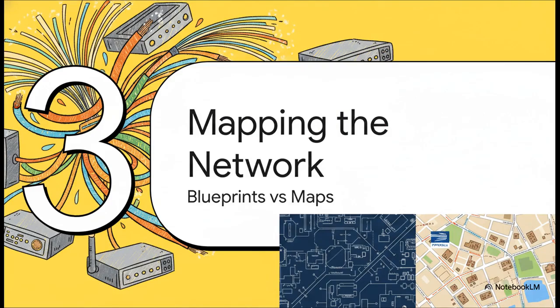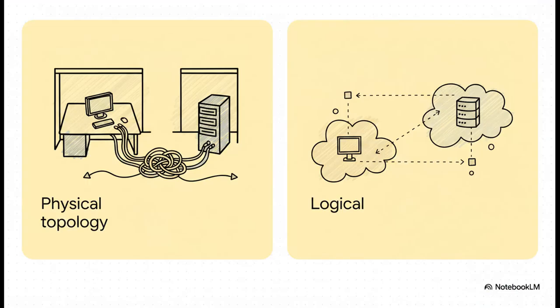Which brings us to Section 3. Mapping the network. Blueprints versus postal maps. So with all these copper cables, fiber optics, switches, and routers, things get messy incredibly quickly. To make sense of it all, IT professionals use two distinct types of diagrams or topologies. A physical topology diagram is exactly what it sounds like. It shows the literal physical location of the intermediary devices and the cable installations. It's where things actually exist in a room. A logical topology diagram, on the other hand, completely ignores the physical room.